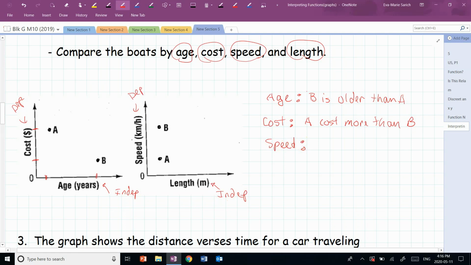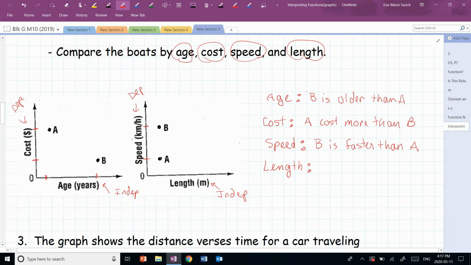So let's look at this. So speed is going up, and we will see that B is in fact higher than A. So the speed of B is going to be higher than the speed of A. So B is faster than A. And lastly is length.